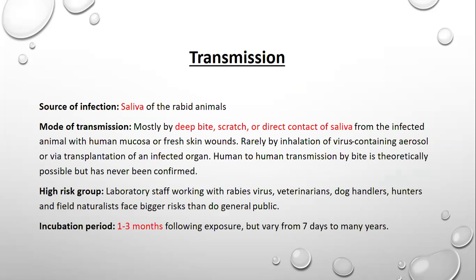Transmission. The source of infection is saliva of rabid animals. The mode of transmission is mostly by deep bite, scratch, or direct contact of saliva from the infected animal with human mucosa or fresh skin wounds. Rarely, it occurs by inhalation of virus-containing aerosols or via transplantation of an infected organ. Human-to-human transmission by bite is theoretically possible but has never been confirmed. High-risk groups are laboratory staff working with rabies virus, veterinarians, dog handlers, hunters, and field naturalists. The incubation period is 1 to 3 months following exposure, but varies from 7 days to many years.